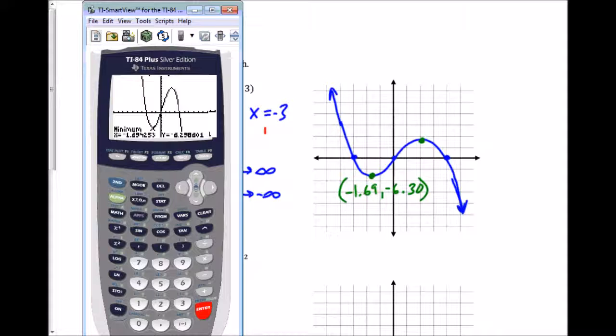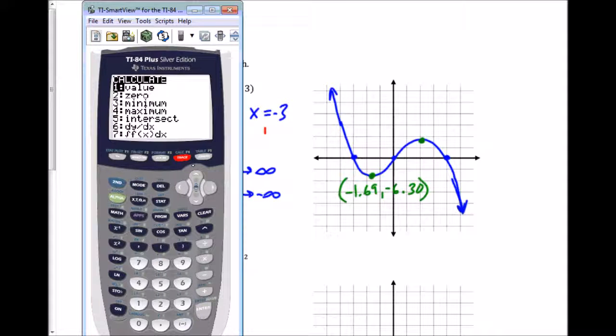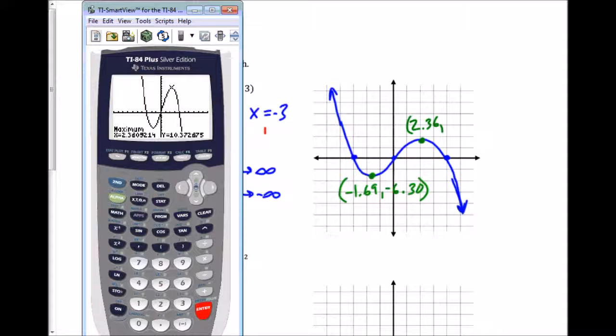And then I can do the same thing with the local maximum. So I go to second, calculate, down to maximum. I go to the left of that value, then I go to the right, and I hit a guess. And it gives me about a 2.36, comma 10.37. Okay, so it gives me a little bit more depth and a little bit more accuracy in terms of my graph.